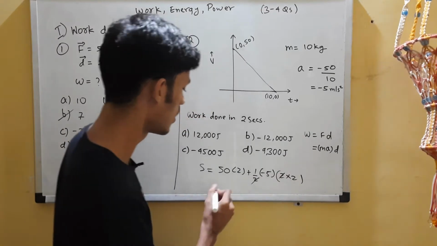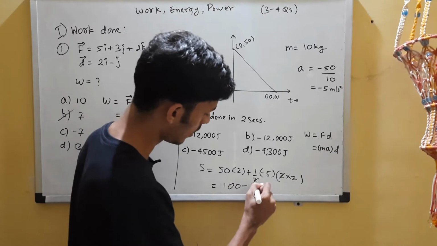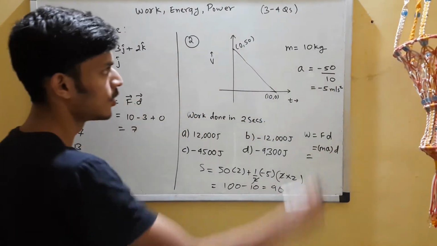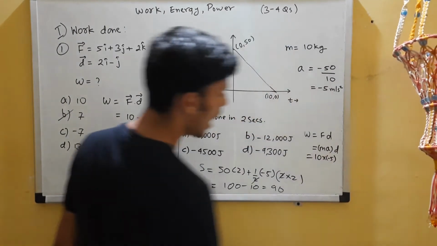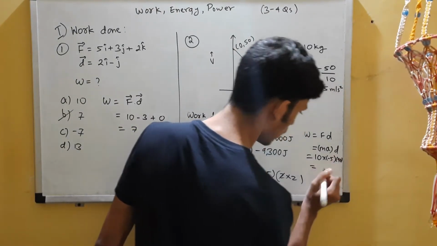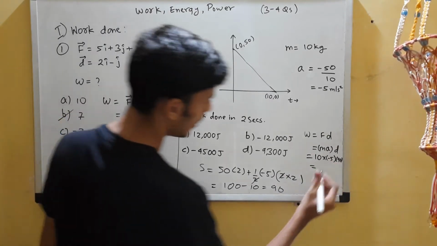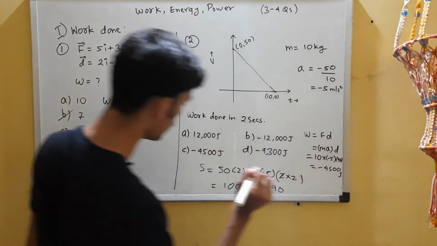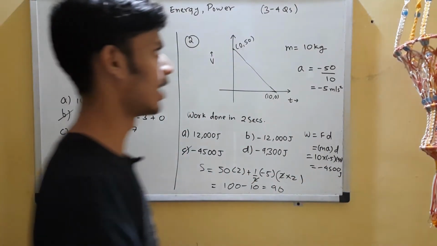2 and 2 cancel. Here 50 2s are 100, minus 5 2s are 10, that will be 90. So displacement is 90. Substitute the values over here. Mass is 10 kg, acceleration is -5, and displacement is 90. 9 5s are 45, so 450. So 450 into 10, minus 4500, right? 4500 joules. So option C, minus 4500 joules, is the correct choice over here.